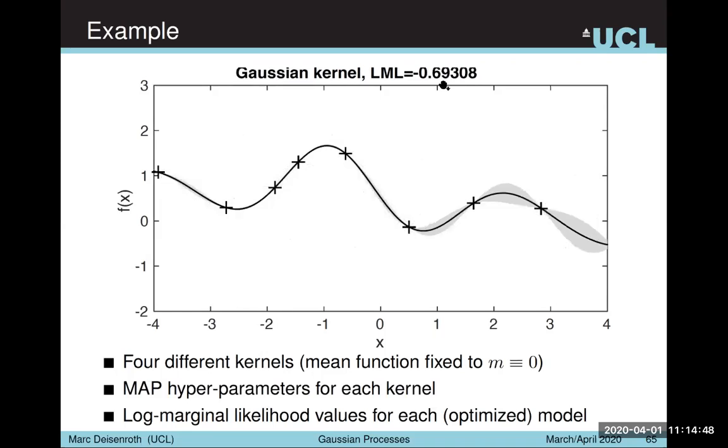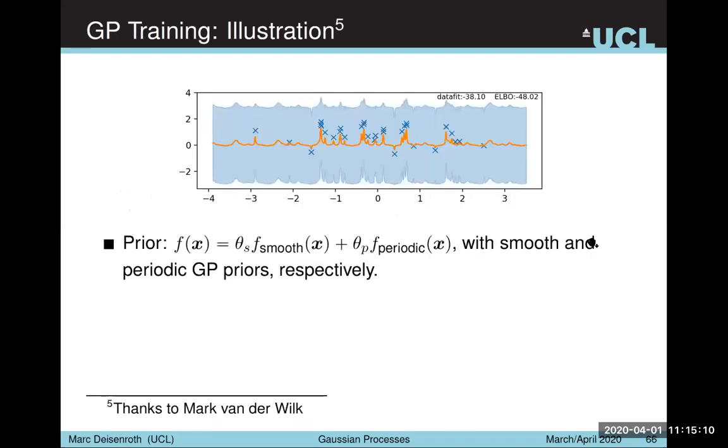And if we use the Gaussian kernel or the squared exponential kernel, we get a log marginal likelihood value of about -0.7. So if we just compare the log marginal likelihood values, then we would choose this particular kernel as the correct kernel. We can also combine kernels in some way.